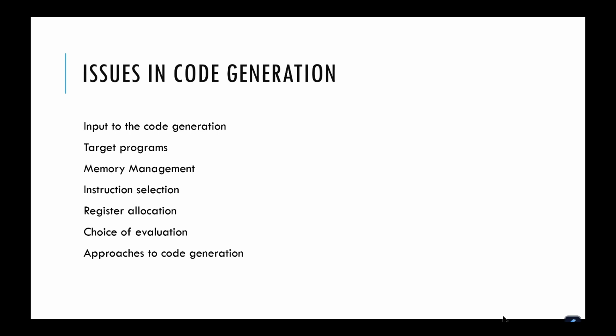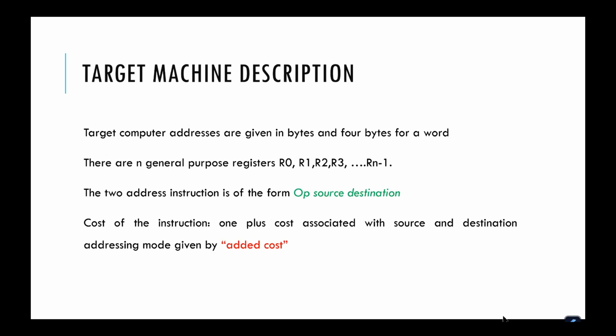Next topic is target machine description. The target machine description designs the good code generation. It is necessary to have prior knowledge of the target machine and the instruction set used for this target machine. Here some assumptions are made for the code generation. We will assume that in the target computer, addresses are given in bytes and we consider 4 bytes for a word.